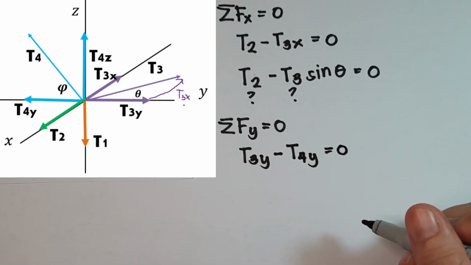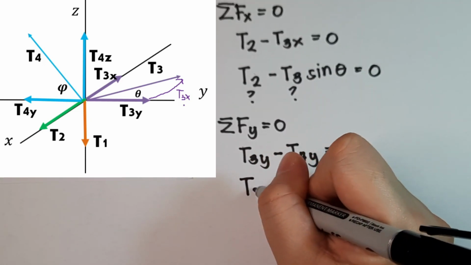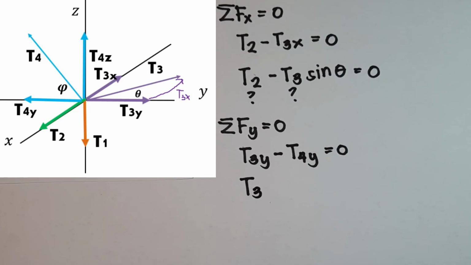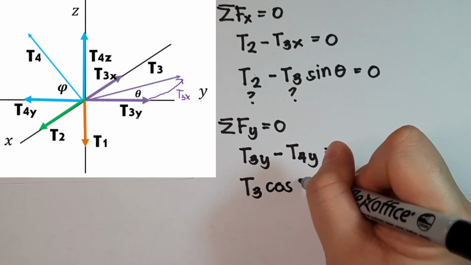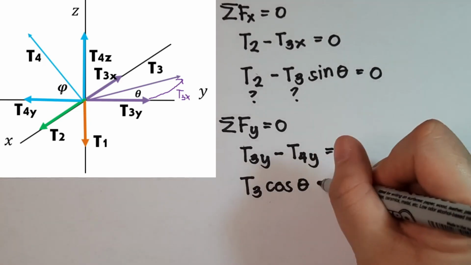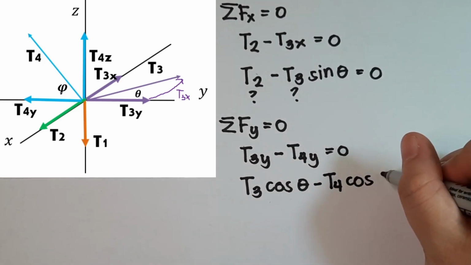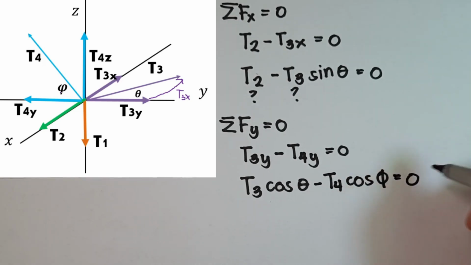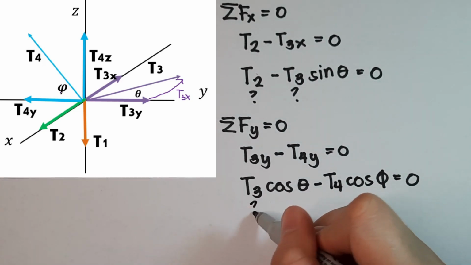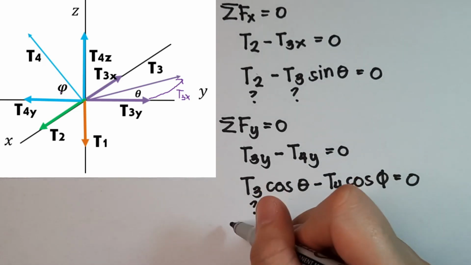Since both of them have subscripts, we will get the equivalent. T3 is the adjacent of theta, so that will be cosine. So T3 cosine theta. Then for T4, that is also the adjacent of phi, so that is minus T4 cosine phi is equal to 0. Again, we don't know what T3 is. We also don't know what T4 is. So we cannot proceed on solving this one.